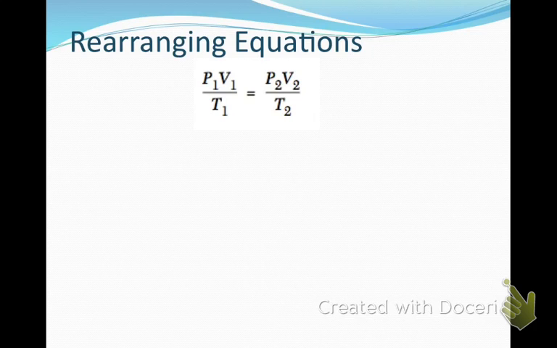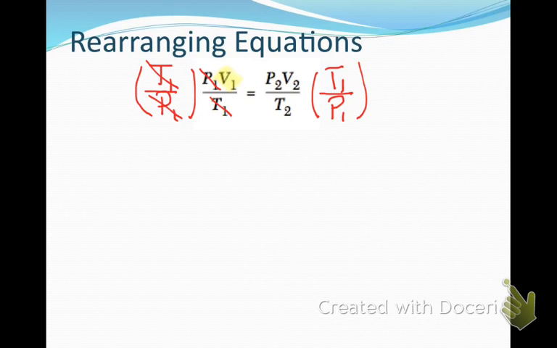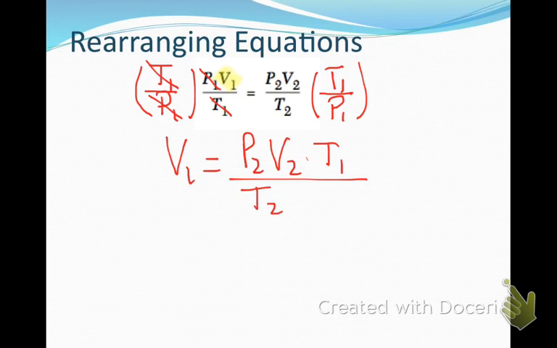If I need to isolate V1, I would do the same thing. I would just take the reciprocal of whatever's left over here, so T1 over P1, and then do the same thing on both sides, T1 over P1. So I cancel out the T1s, cancel out the P1s, and then I'm left with just V1 is equal to P2 V2 times T1 over T2 times P1.